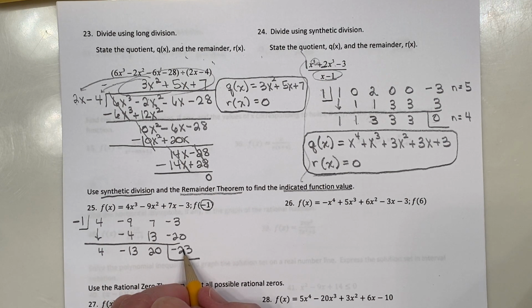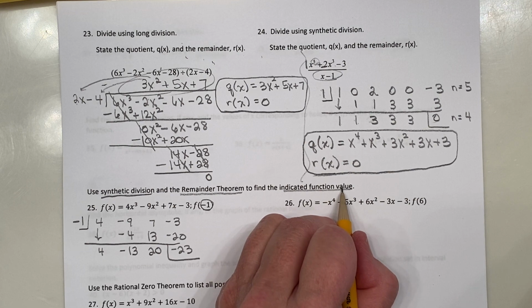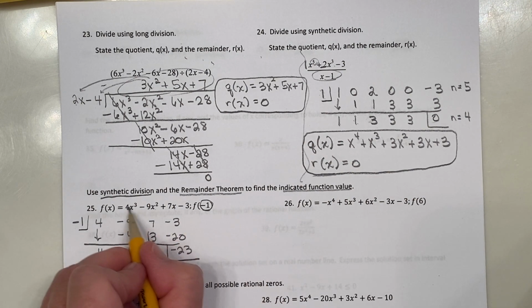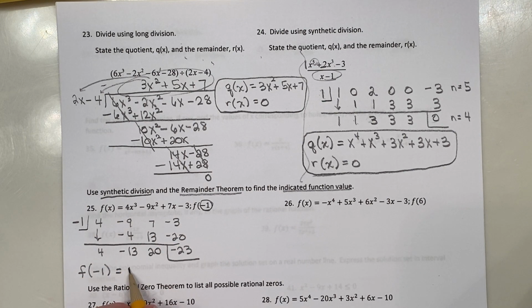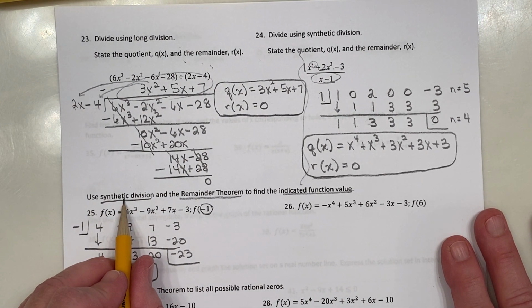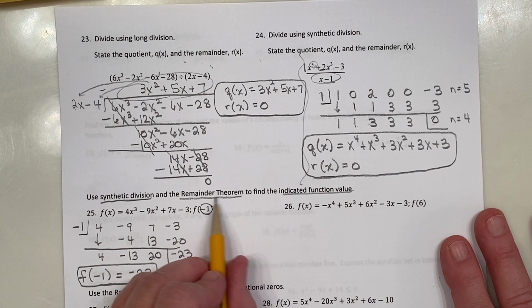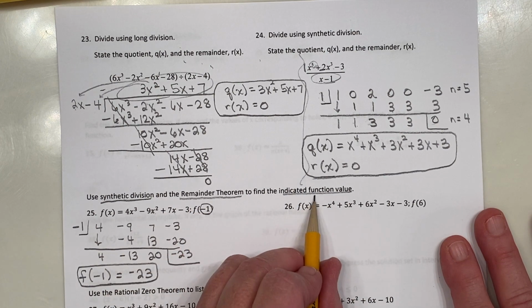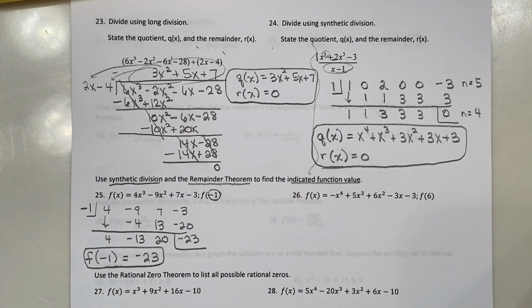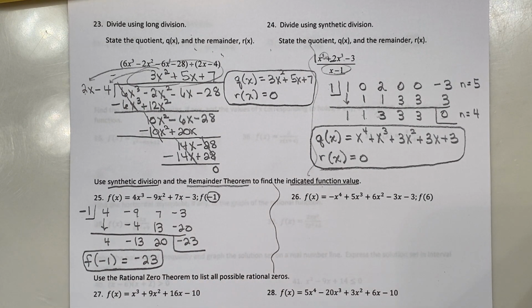So this last number is our remainder, but it's also the function value. So f of -1, if I were to plug -1 in for all these x's, would give me an answer in my calculator of -23. So we found -23 by the requested work, synthetic division, remainder theorem. Even though I didn't quite remember what that was, I could kind of figure it out through the context of the problem. I'm going to leave 26. It's a similar example, just provides more practice for you.